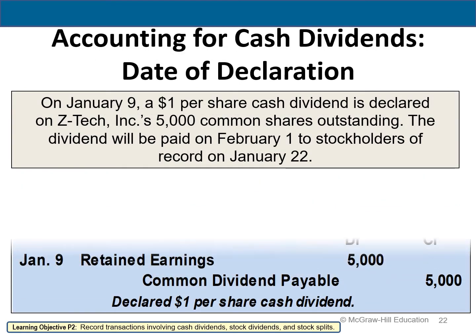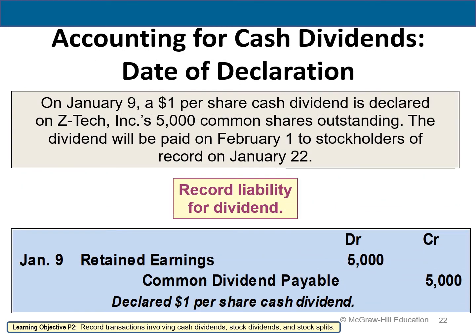All right, so let's look at an example. So on January 9th, $1 per share cash dividends declared on Zetec's 5,000 common shares outstanding. So the dividend will be paid on February 1st to stockholders of record on January 22nd. So if we pay $1 cash dividend, we're going to reduce our retained earnings by $5,000. That's dollar times 5,000 shares. And we're going to increase our common dividend payable by $5,000. So that's going to be the liability that we record at the date of declaration.